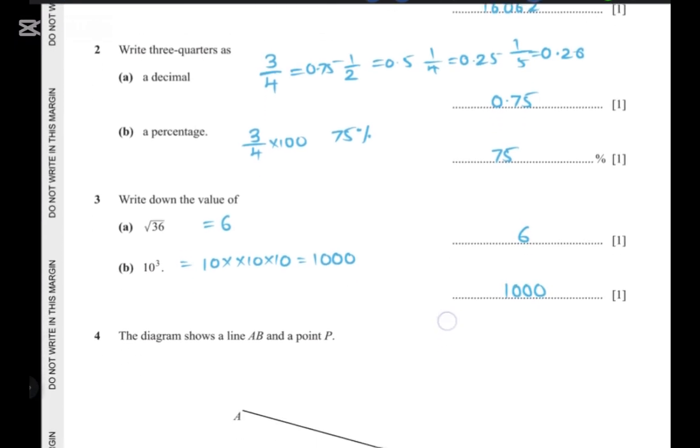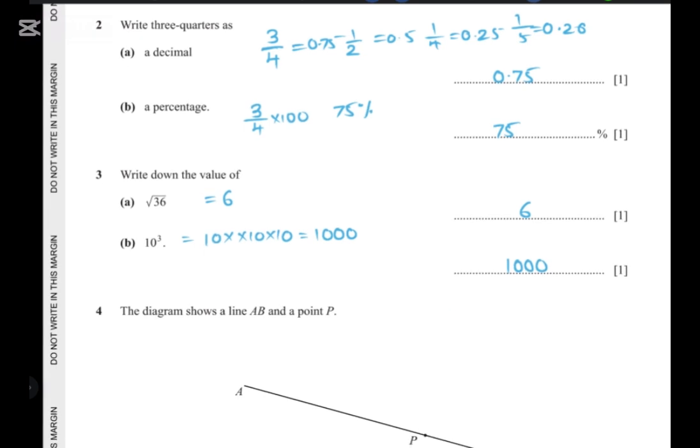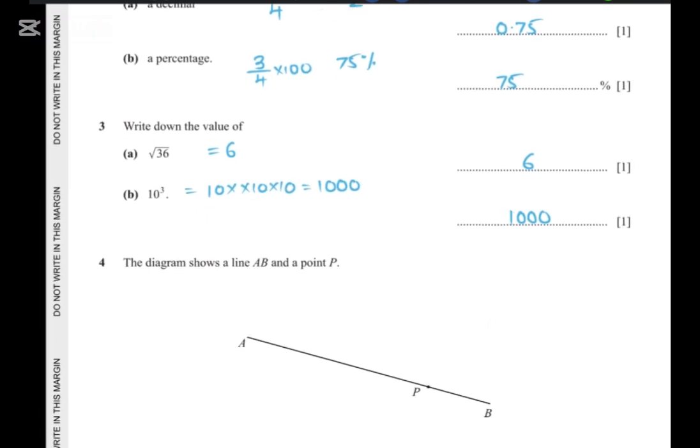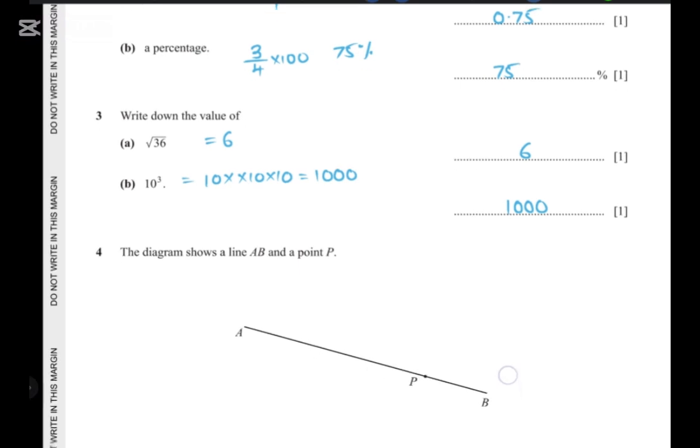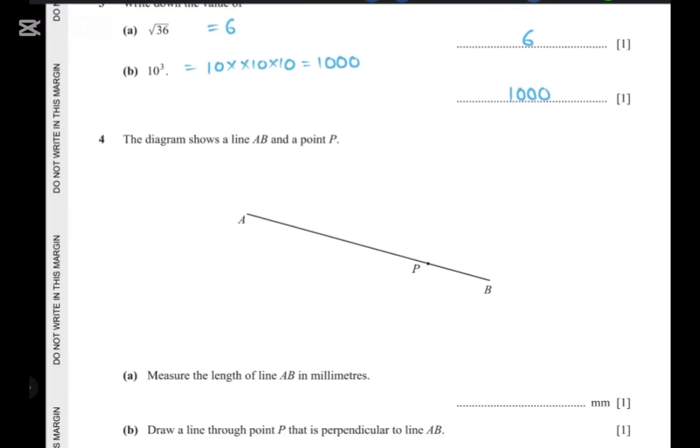Question number 4. The diagram shows a line AB and a point P. This is a line AB and there is a point P. Measure the length of this line AB in millimeters. Now here you have to use the ruler to measure this, and I cannot show you on this first soft copy. So you have to take your ruler, measure this line, and you usually get it in centimeters.